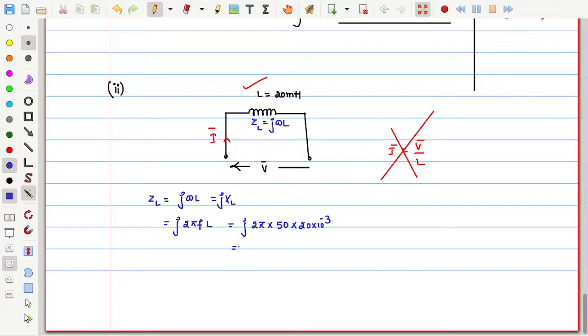Yes, anybody doing this? 360, sir. j360. Yes, sir. Okay, no issue.